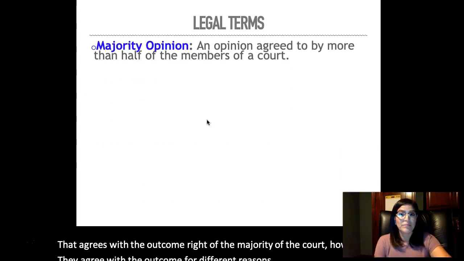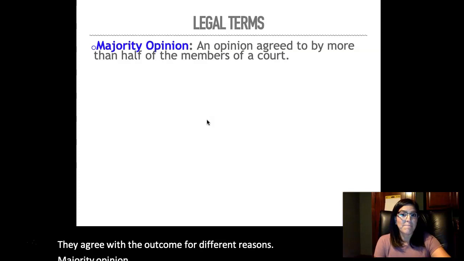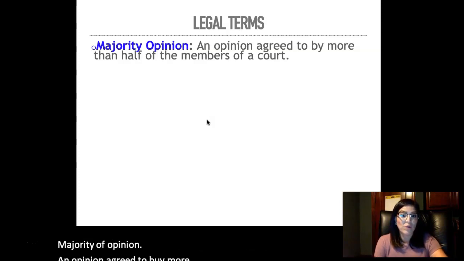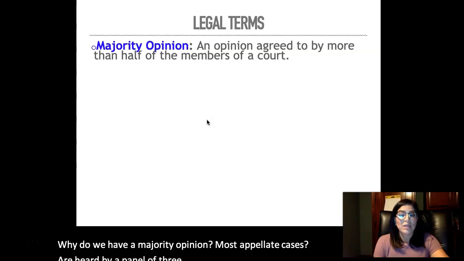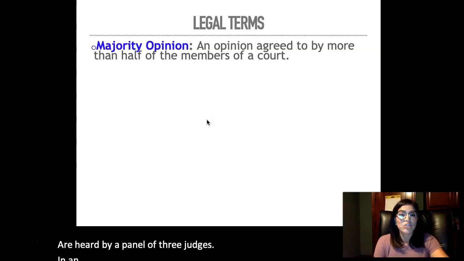Majority opinion. An opinion agreed to by more than half of the members of the court. Why do we have a majority opinion? Well, most appellate cases are heard by a panel of 3 judges. In an appellate case, the majority opinion is at least 2 judges.